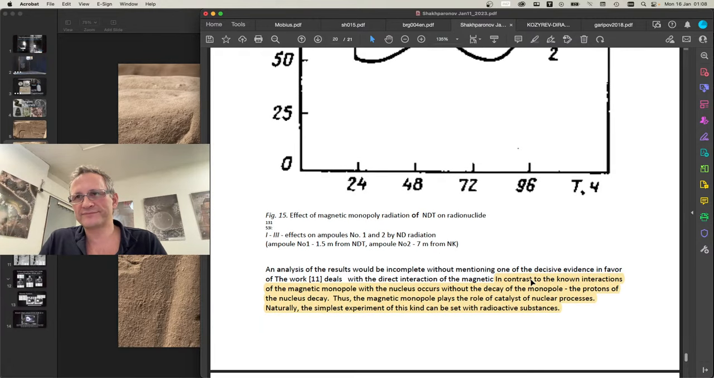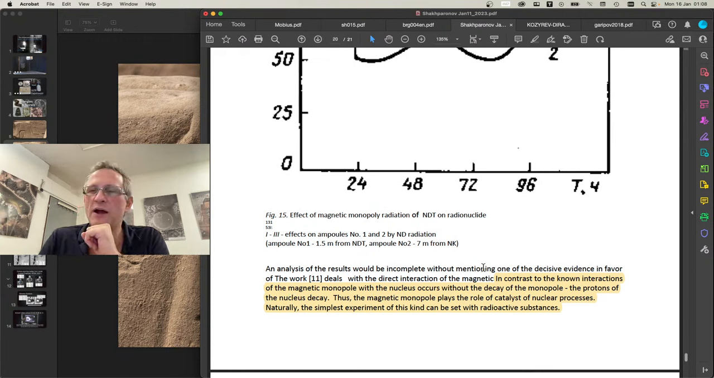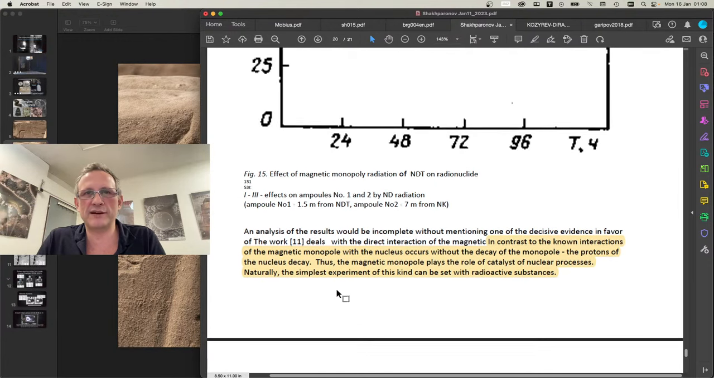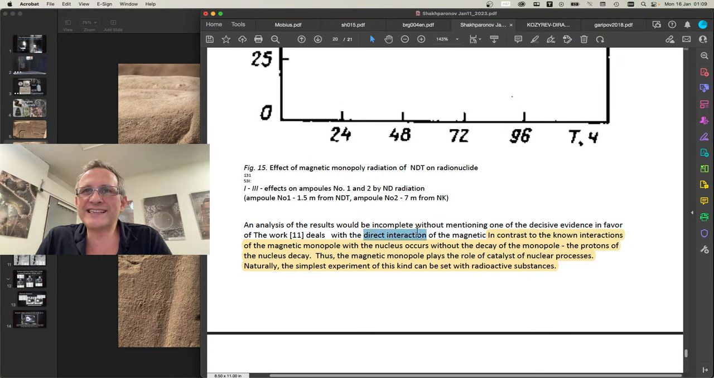Okay, so here we go. An analysis of results would be incomplete without mentioning one of the decisive pieces of evidence in favor of the work in reference 11. And this deals with the direct interaction of the magnetic monopoles, in contrast to the known interactions of the magnetic monopole with the nucleus, occurs without the decay of the monopole. So I referred to this in my Assisi presentation in 2020, I think, where I referred to this 1983 comment by an American professor where matter interacting with a monopole would be fundamentally changed, but the monopole wouldn't.